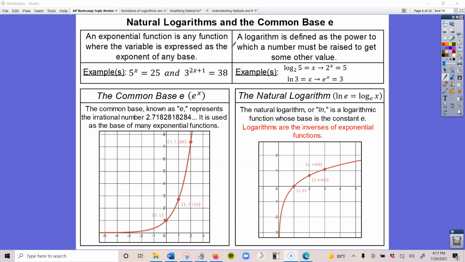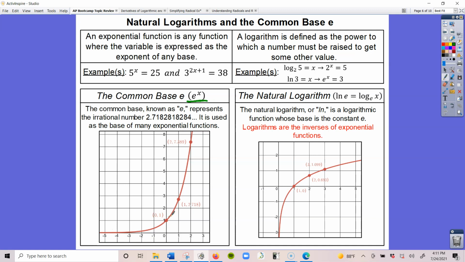Now the common base e is a number. It's an irrational number, just like pi, that goes on forever and ever. And this is what e represents: 2.71828, etc. It is used a lot as a base for exponential functions, just like you see here, e raised to the x. Now, just so that we can get a clear picture, let's look at what the graph of e to the x looks like.